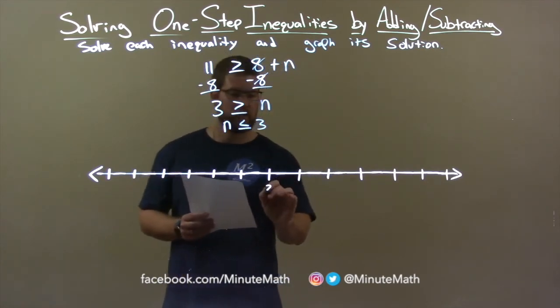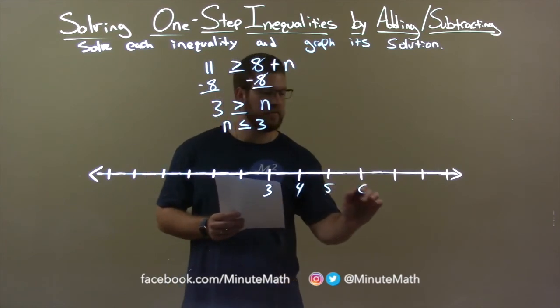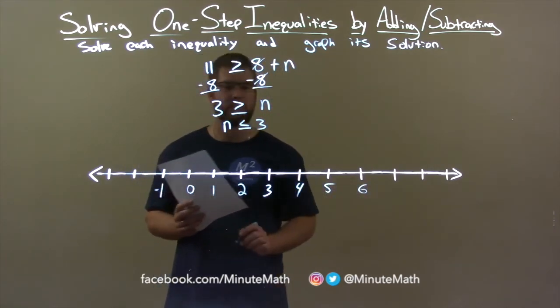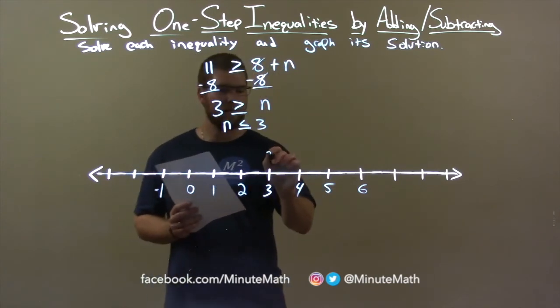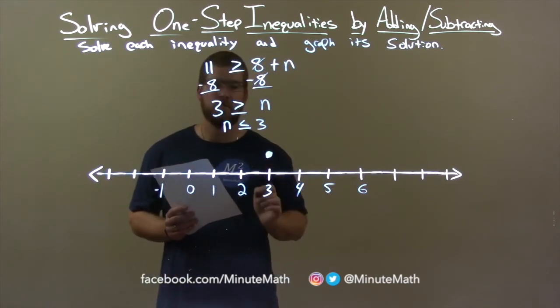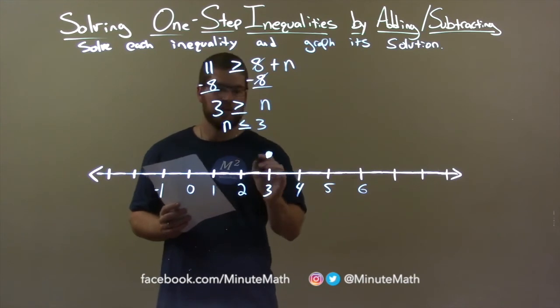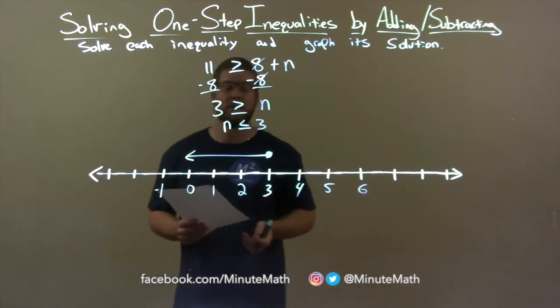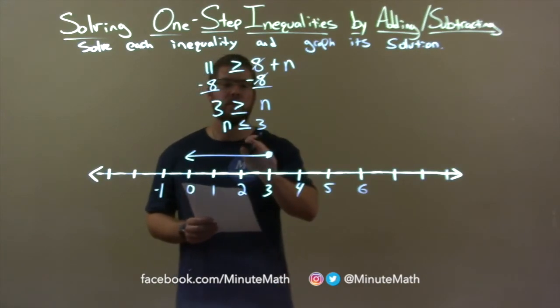Let's graph it. 3 here, 4, 5, 6, and 2, 1, 0, negative 1. If n is equal to 3, that means we have a closed circle at 3. N is less than 3 as well, so we have an arrow to the left, and there we have it. Our graph matches our final answer. N is less than or equal to 3.